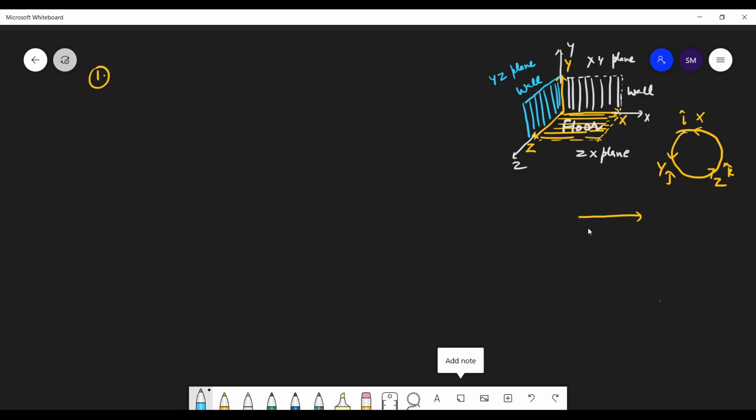Now you can draw the figure in another way also, but this sequence should remain the same. Okay, so why? Because we know that this cross product i cross j is equal to k, and j cross k equals i, and k cross i is equal to j. So i j k, i k i j. That is why we need to keep these axes in the sequence.